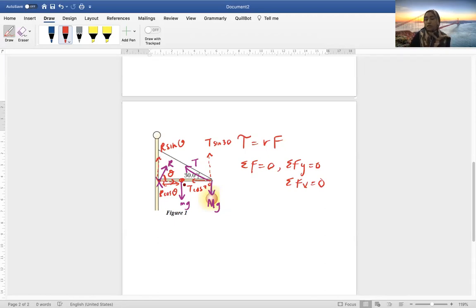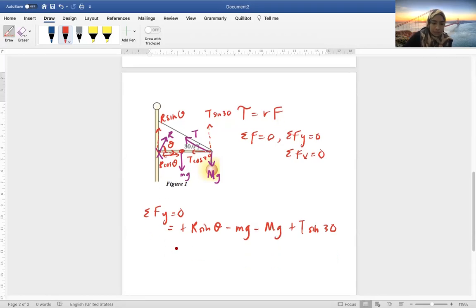Okay, so now I just need to put it into my equation. Let's do our Fy first. It doesn't matter which one first. So R sine theta is going upward, which means I have positive R sine theta. And then I have negative mg. I don't have to resolve it, it is already in my y direction. And I have negative capital Mg. And I also have positive T sine 30. I know what my T is, and I know what my small mg and my capital Mg are. So let me just substitute that first.